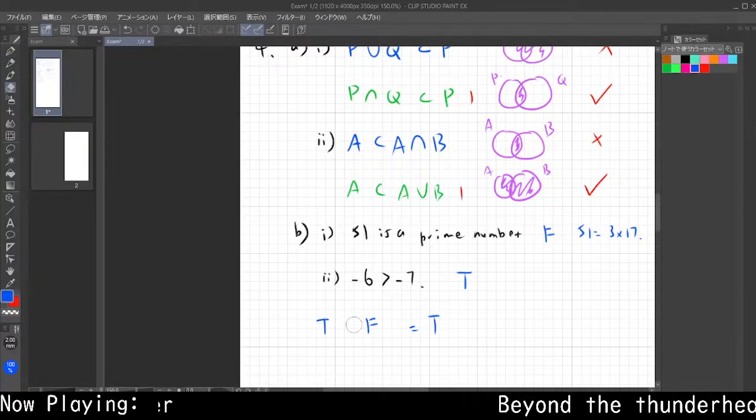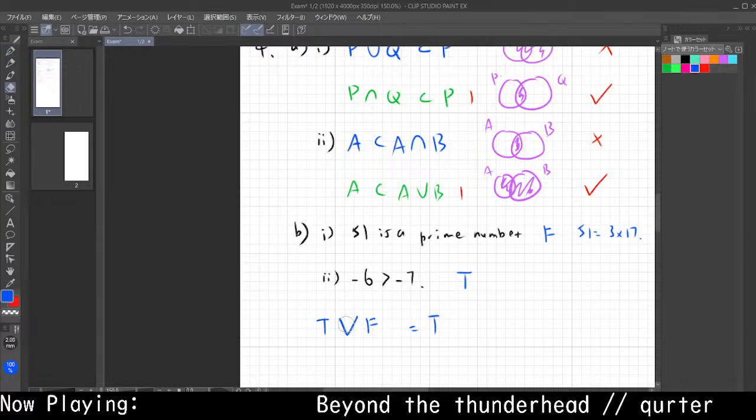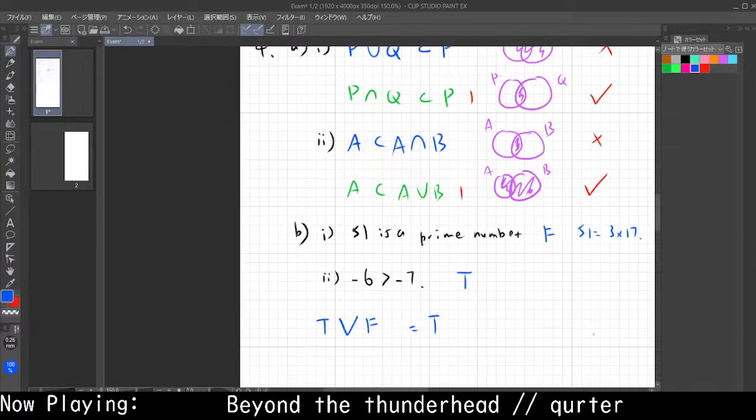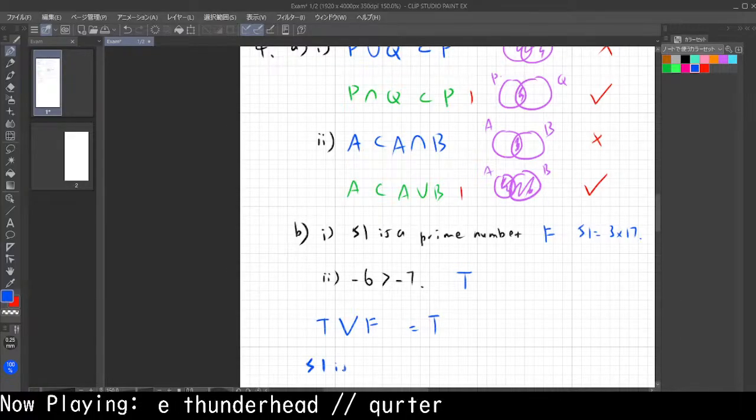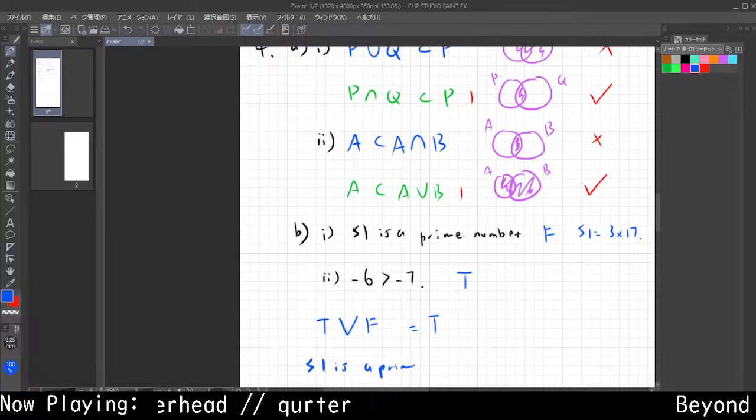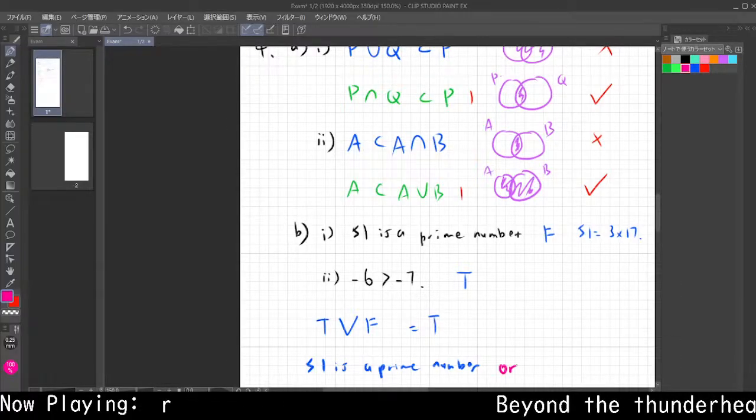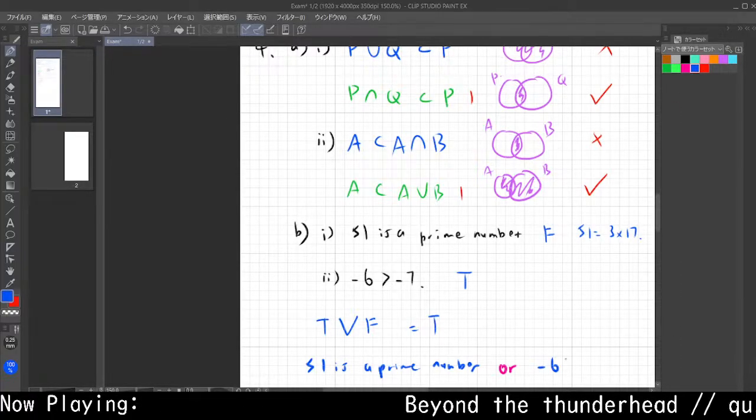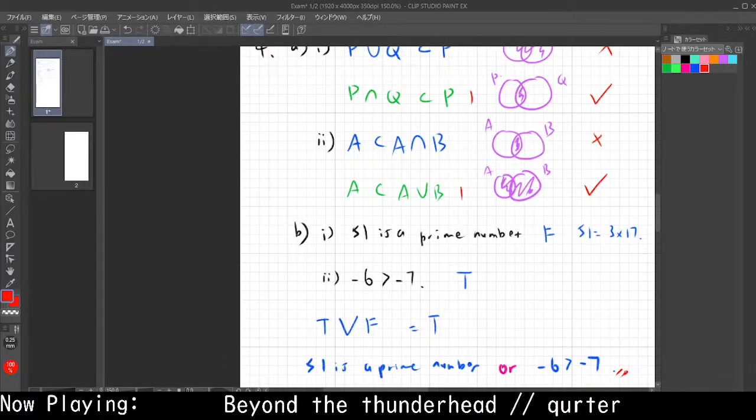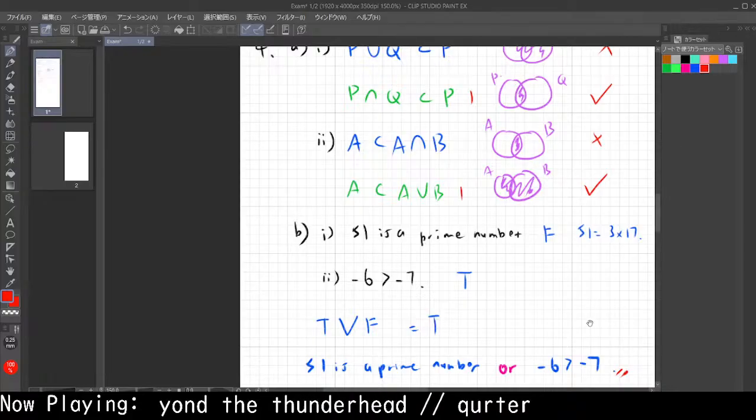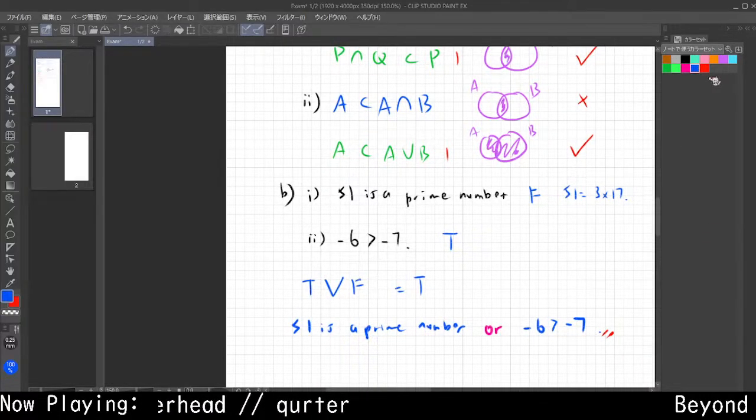I don't know if any of you know these symbols. This is a symbol for or. True or false means true. Therefore, the correct answer in this case would be: 51 is a prime number or -6 is greater than -7. So this should be a true statement. This symbol is the or statement.